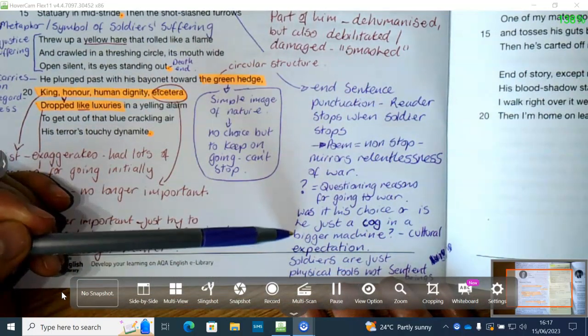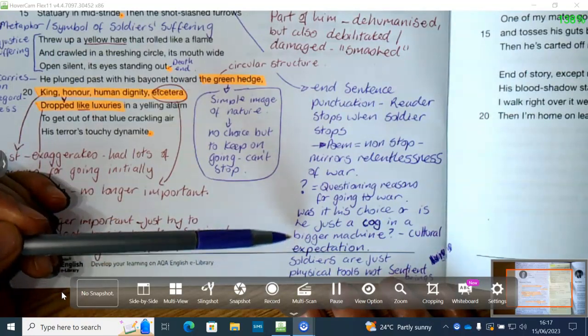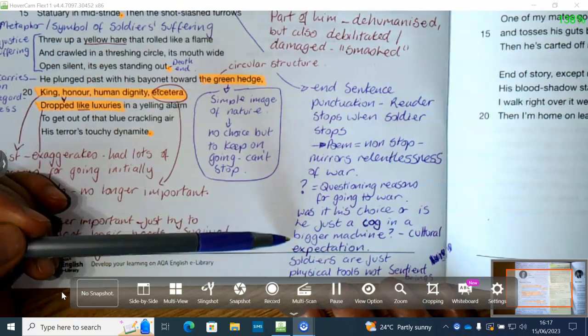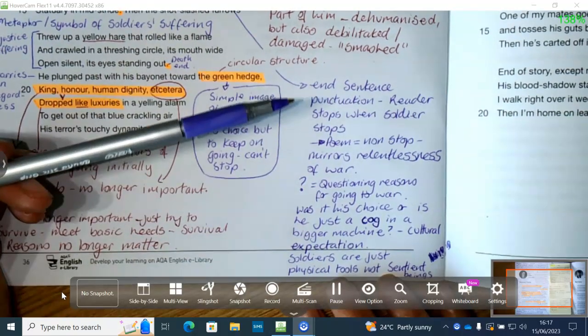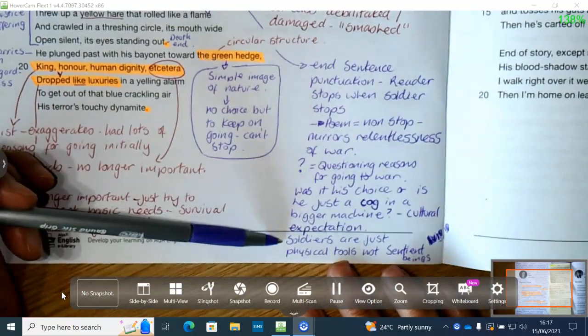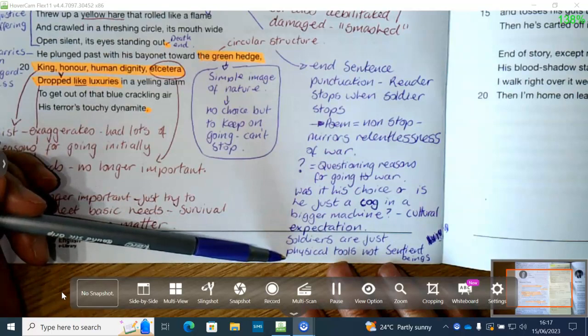And the idea here is that it was probably a cultural expectation that young men went to war. Again, that idea of patriotism and pride. So he's questioning why he made that decision now. And really what the writer, Hughes, is trying to suggest here is soldiers are just physical tools. That's the way society sees them. They just go and fight on the battlefield.